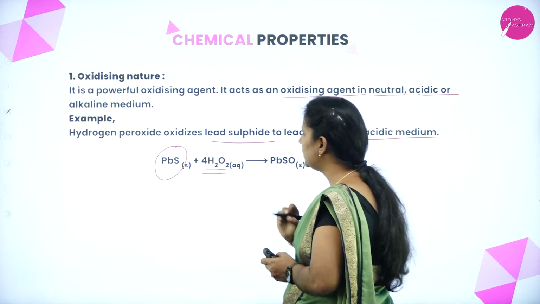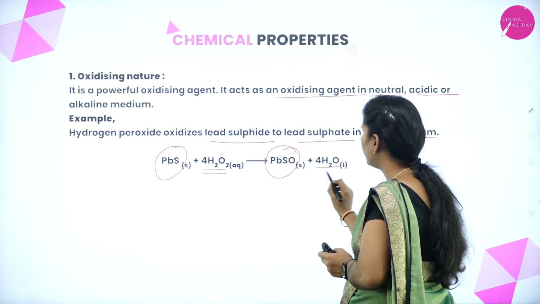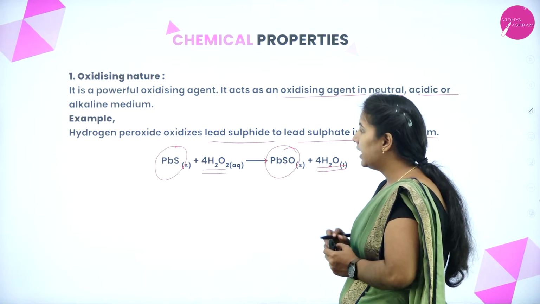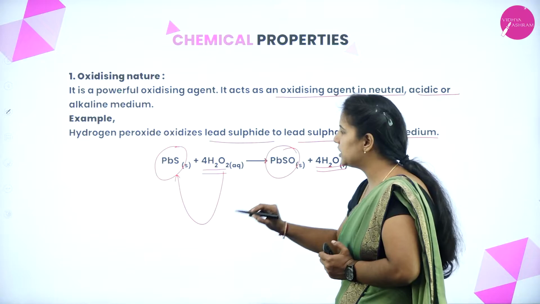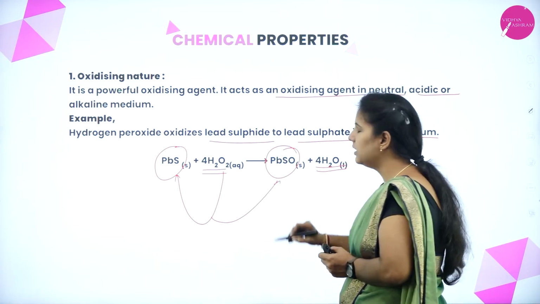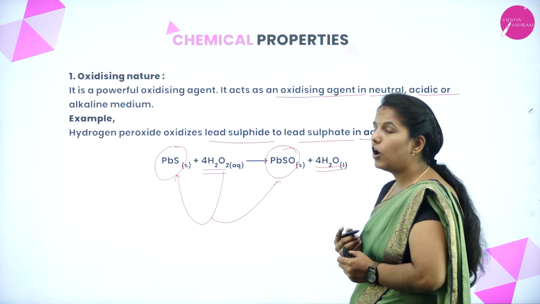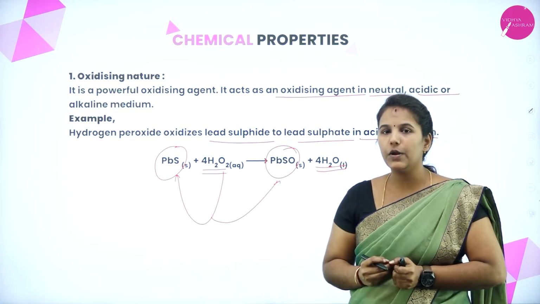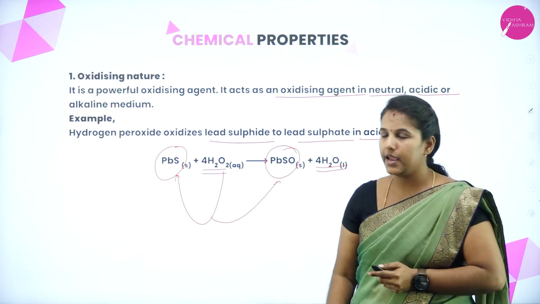When it is reacting with the water molecule, it forms what? Lead sulfate with the formation of water molecule. This reaction shows that the hydrogen peroxide acts like an oxidizing agent on the lead sulfide to become what? Lead sulfate. So, lead sulfide becomes what? Lead sulfate. So, this indicates that hydrogen peroxide can easily act as a strong oxidizing agent.